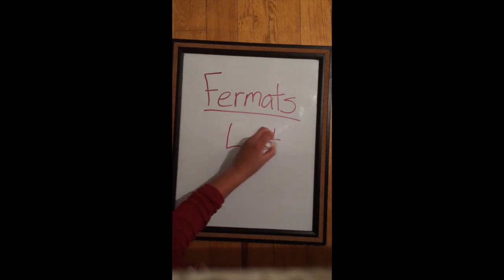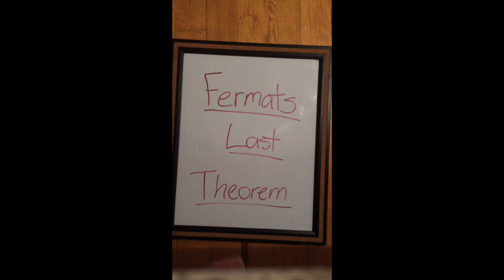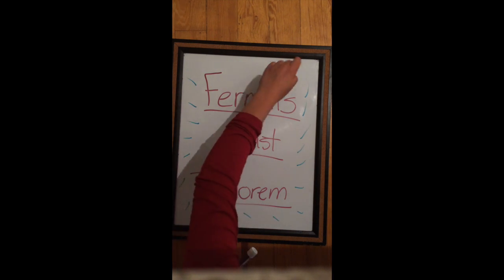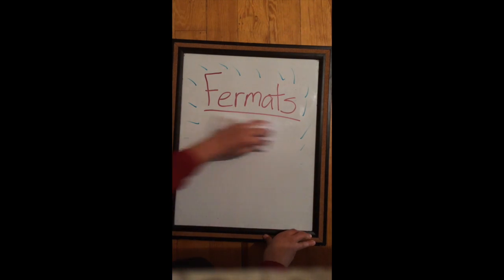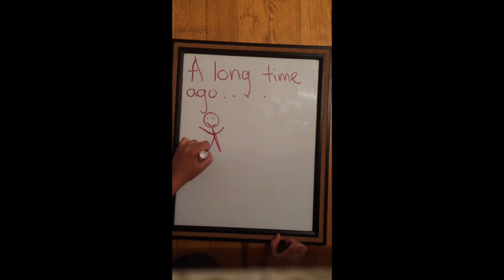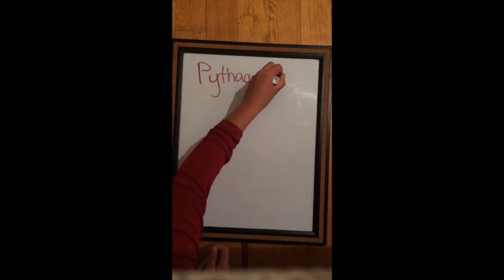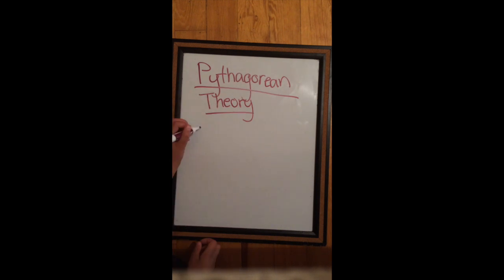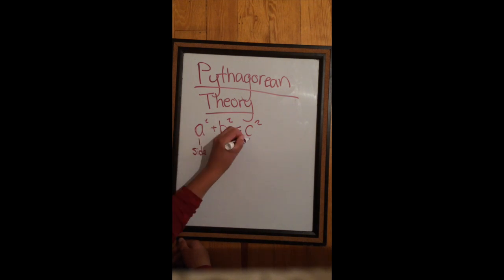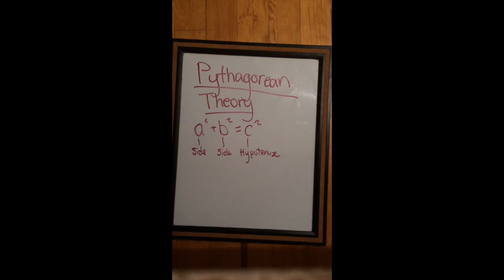I am 14 years old, and I am here to explain to you Fermat's last theorem. It started a long time ago when a mathematician named Fermat was looking at an equation: a to the n plus b to the n equals c to the n. When n was equal to 2, it created the Pythagorean theorem, also known as a squared plus b squared equals c squared, where a was a side, b was a side, and c was the hypotenuse of a right triangle.